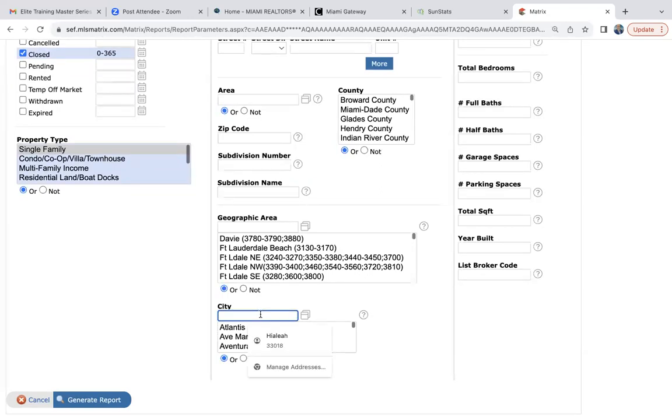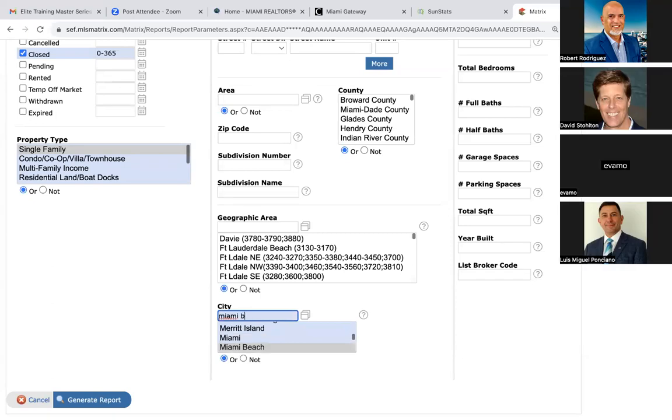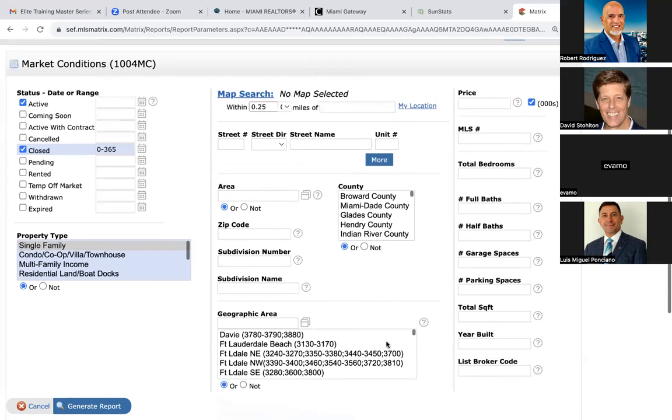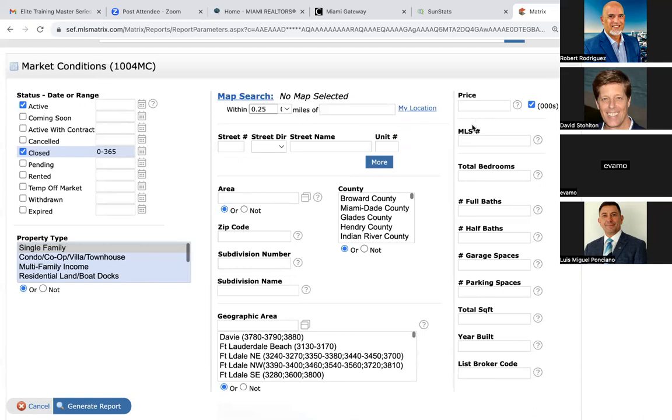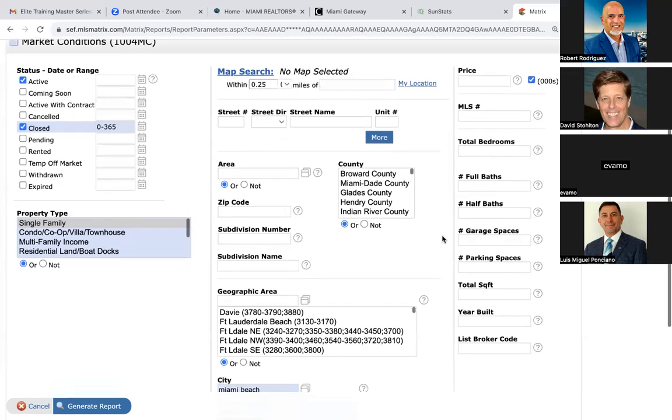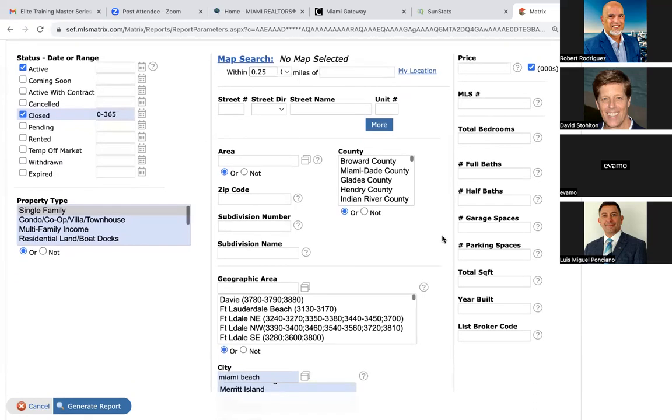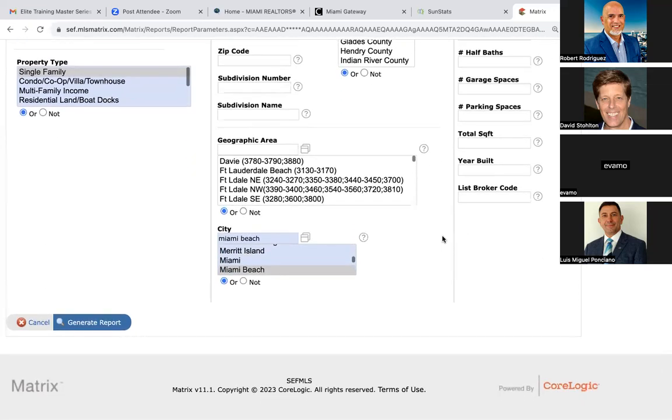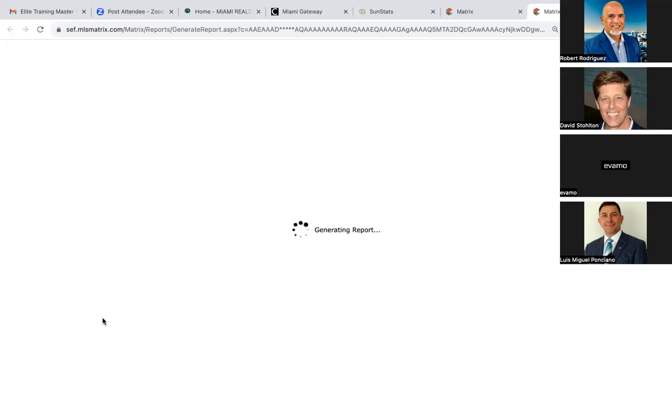I'm going to go ahead and put in here Miami Beach. All right, so let's put in here the city of Miami Beach. And in general, without putting anything else, no price ranges, no bedrooms and bathrooms, we want to see what the housing market for single family homes is doing in the city of Miami Beach. We're going to click on generate report.